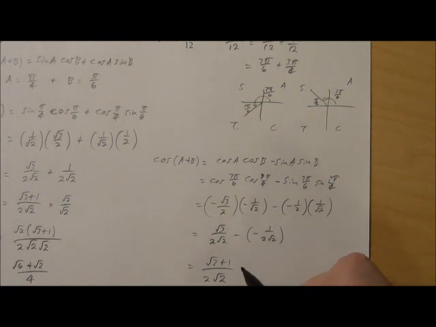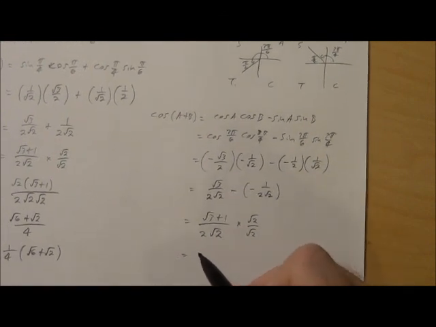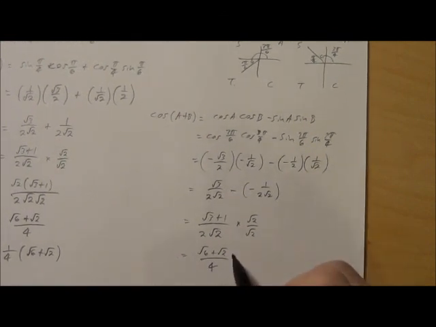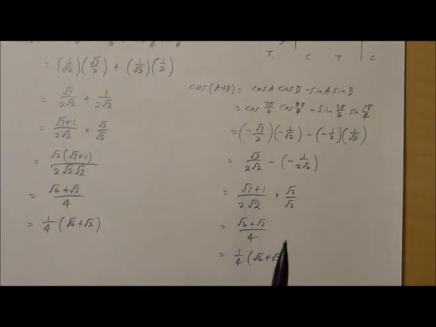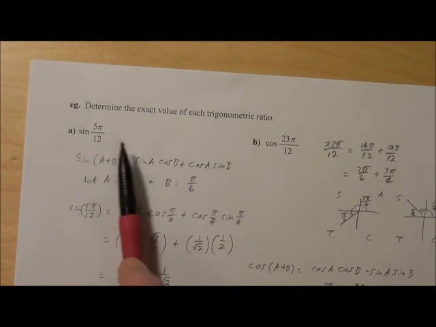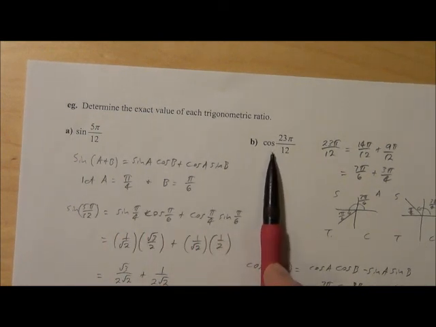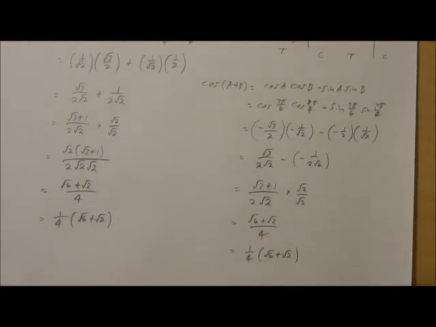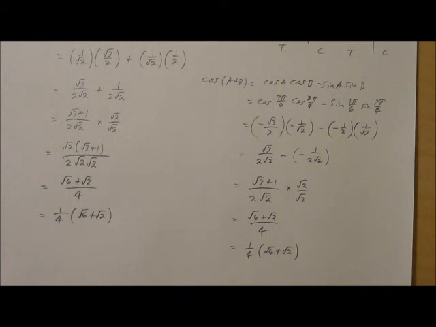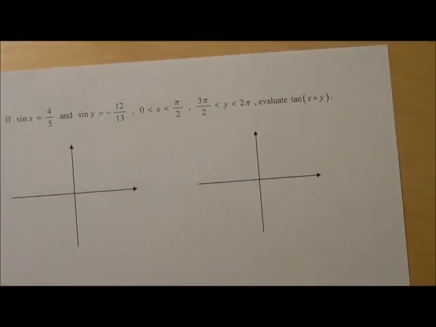Again, if we'd like to rationalize this, multiply top and bottom by root 2. So we get root 6 plus root 2 all over 4, which can be seen as 1 over 4 times root 6 plus root 2. Isn't that interesting? These two answers happen to be the same, where we're looking for the sine of 5 pi by 12 and the cosine of 23 pi by 12. Interesting. Okay, on to the next couple of examples here.